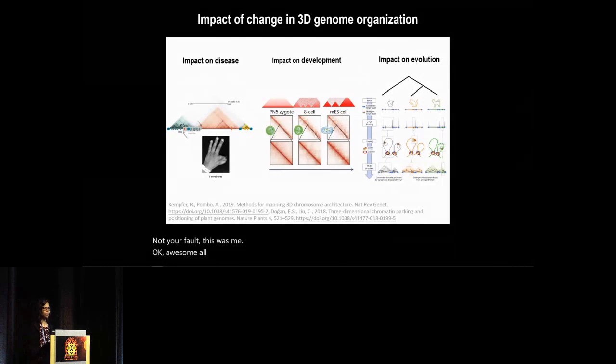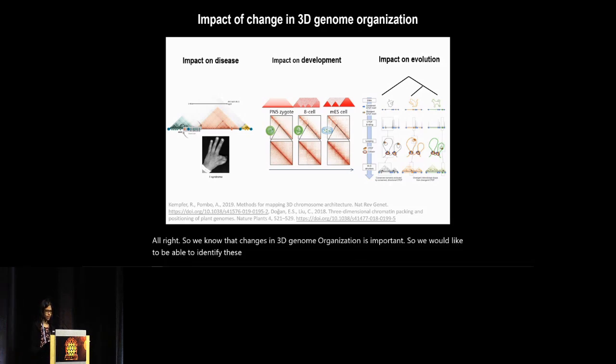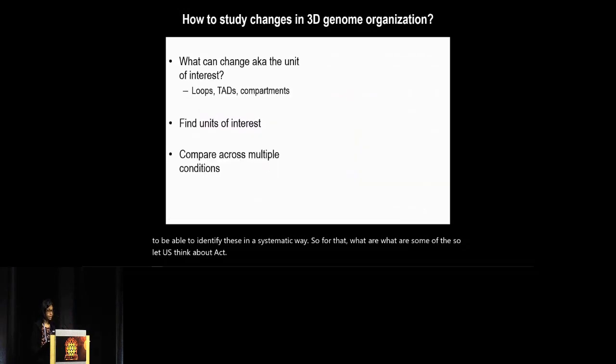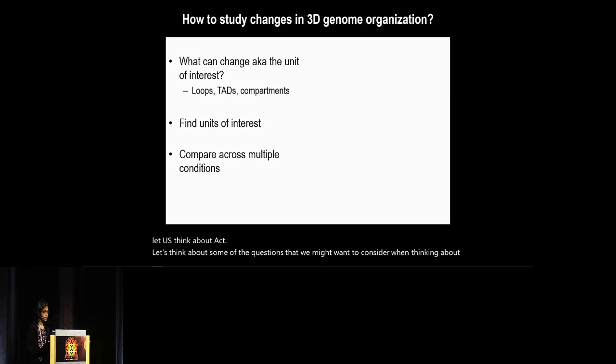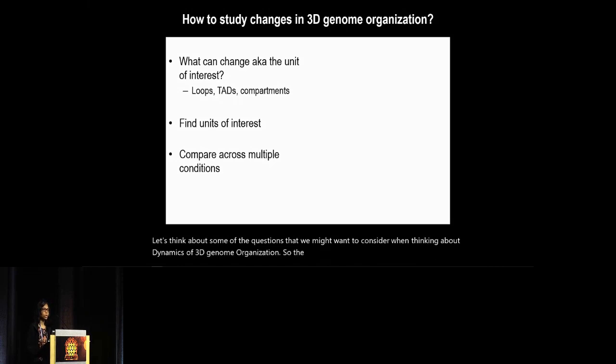All right. So we know that changes in 3D genome organization are important. So we would like to be able to identify these in a systematic way. Let's think about some of the questions that we might want to consider when thinking about dynamics of 3D genome organization. So the first question is, what is the unit of change? And this can be loops, TADs, or compartments. And then we want to find these units of change, and then we want to compare them across multiple conditions.